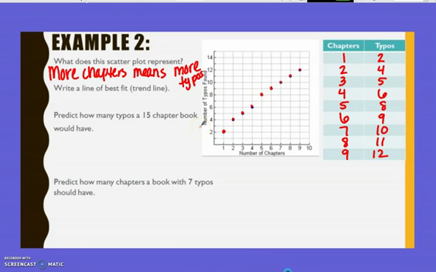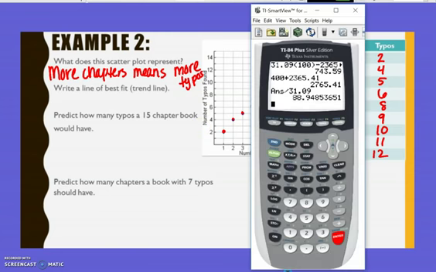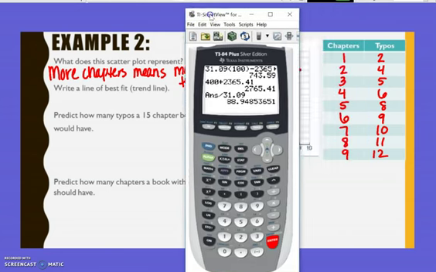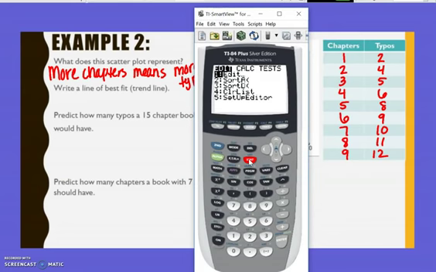Okay? So then it says write a line of best fit or a trend line. So get your calculator. I'm going to move it over so you can see what's going on here. You're going to hit Stat, Edit, and then you have to go to the very top and hit Clear and down to get those numbers to go away.